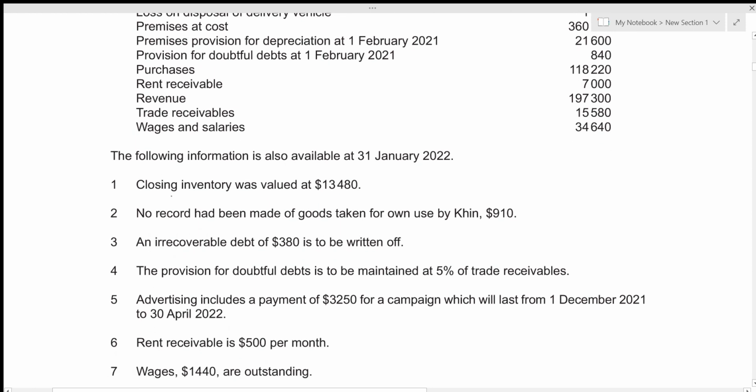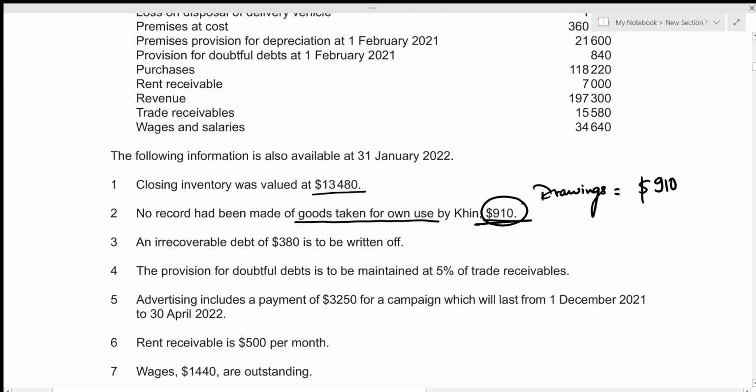The first one is that the closing inventory was valued at 13,480 and then no record had been made of goods taken for own use by Kin. So goods taken for own use is basically drawings, right? So drawings amounted to 910, but this had not been recorded. So whenever we're talking about drawings, then this value should be deducted from the purchases and this value should be included in our drawings, right? So drawings now will have the value of 910 and we need to reduce this balance from the purchases.